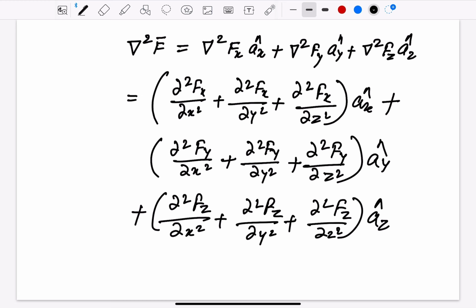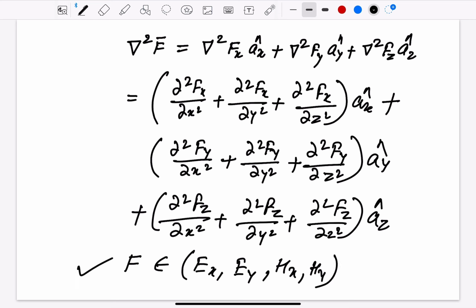And F here is actually Ex, Ey in general, and Hx and Hy. We would otherwise have to do this analysis again and again, so it is better to introduce a third variable, solve it, and then replace everything.